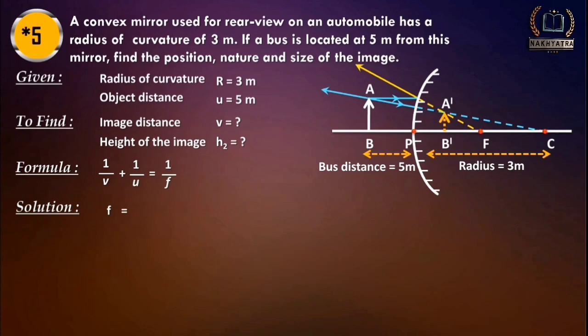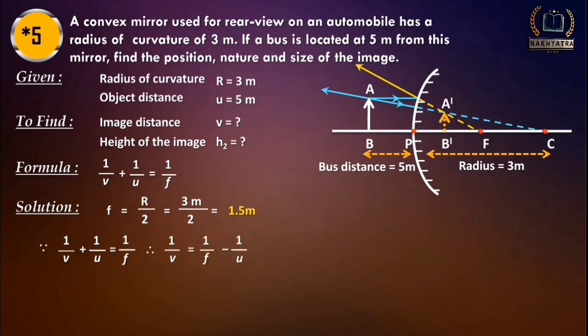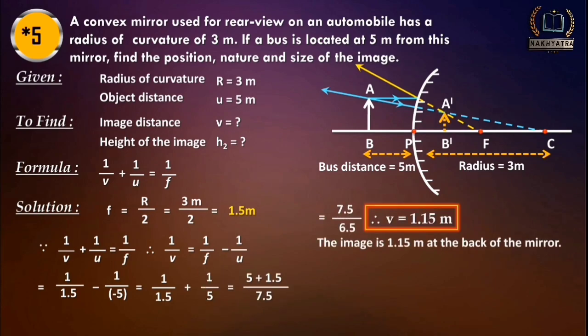So in the solution, first we will find the image distance. To find the image distance, the value of f is not given, so we have to find it. We know the formula, that is f equal to R by 2. So 3 by 2 we will get 1.5 meter. Since it is a convex mirror, the focal length is plus 1.5 meter. Am I clear? Now we can easily find the image distance. By putting the value of f and u, that is 1.5 and minus 5, we will get v equal to 1.15 meter.